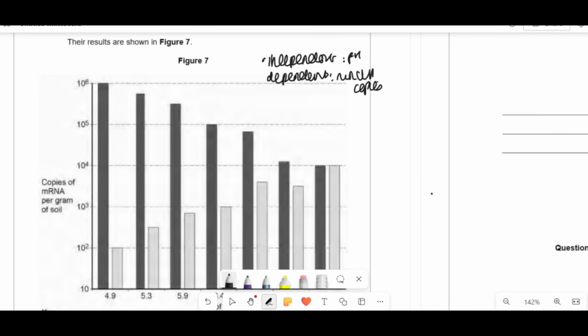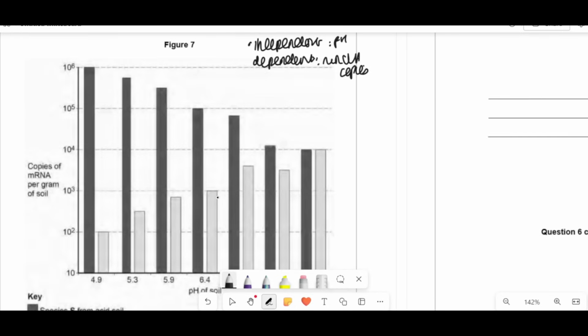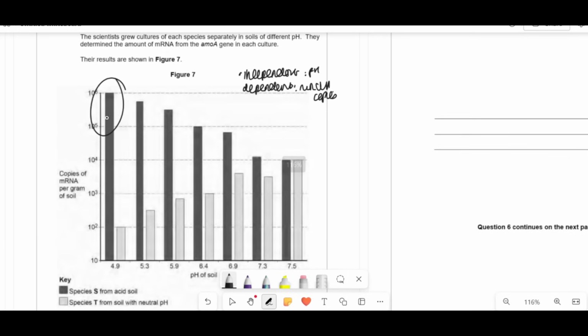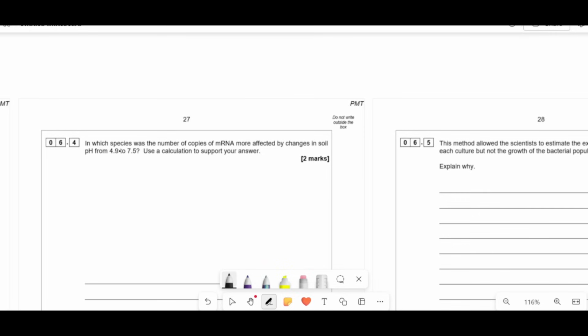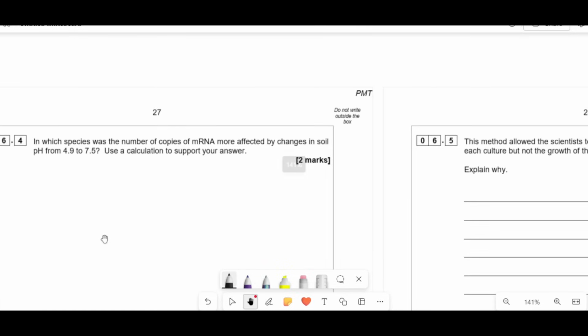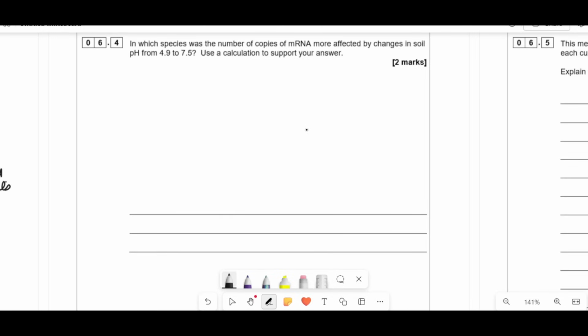Cool. So we have a quick look. Species S in acid soil, as you can see, makes more mRNA copies of the AQA gene in acid soil, and it drops as the pH goes higher, as it becomes less acid. Whereas T, when you put it in acid soil, has fewer mRNA copies of those AQA genes, but it starts to climb up as you tend towards the neutral region there, which is 7. Which species was the number of mRNA copies more affected by changes in soil pH from 4.9 to 4.75? Use a calculation to support your answer.